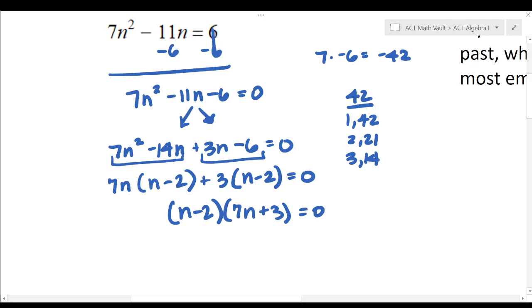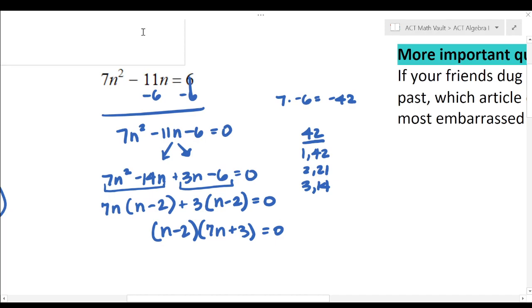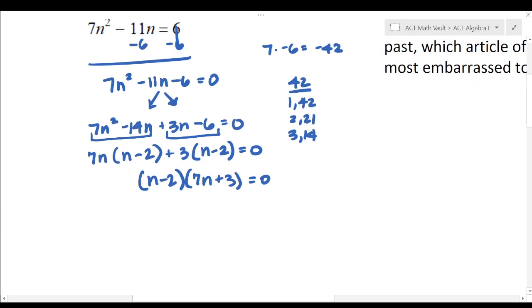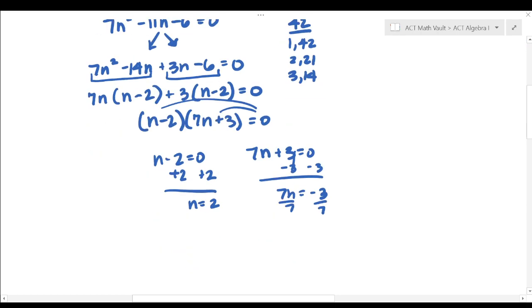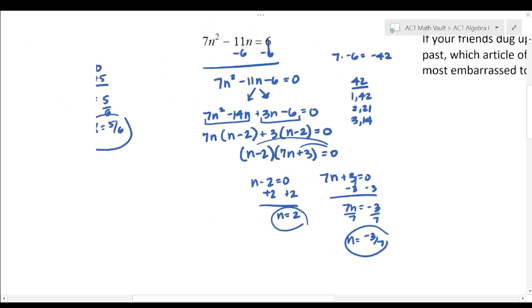So let's check in with what we have. I factored this into two binomials, and 0 is still on one side. So now I can use that zero product property, set both pieces equal to 0, and I get n equals 2, and n equals a fraction for sure, negative 3/7. Okay, so not only can 2 work, but negative 3/7 can work as well.